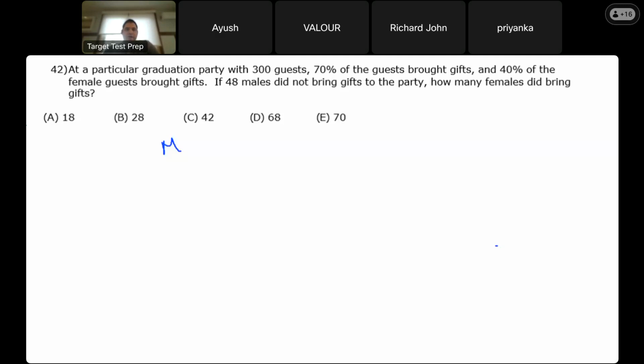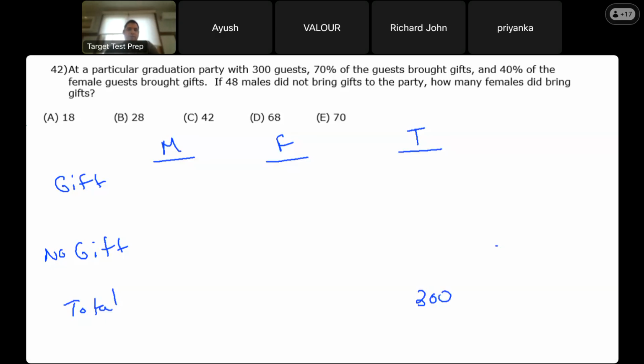So we've got the male guest, the female guest, the total guest. We've got gift, we've got no gift, and then we have the total. So male, female, total. So we have 300 total guests, right? 70% brought gifts, so that would be 70% of 300. That's going to be 280, right? Excuse me, 210. Then we've got 90 no gift people.